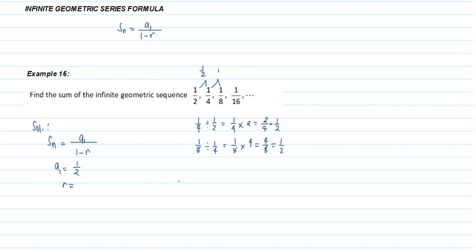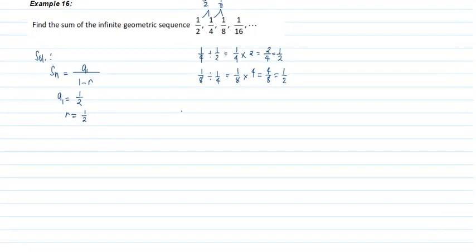So therefore, the common ratio is actually 1 half as well. So we could make use of these values now and plug them into our formula. So S sub n now would be equal to 1 half divided by 1 minus 1 half. And again, it's going to be equal to 1 half. 1 minus 1 half is going to be 1 half. And then 1 half times 2 is going to be equal to 2 over 2, which is equal to 1. So therefore, the sum of this infinite geometric sequence is going to be equal to 1.